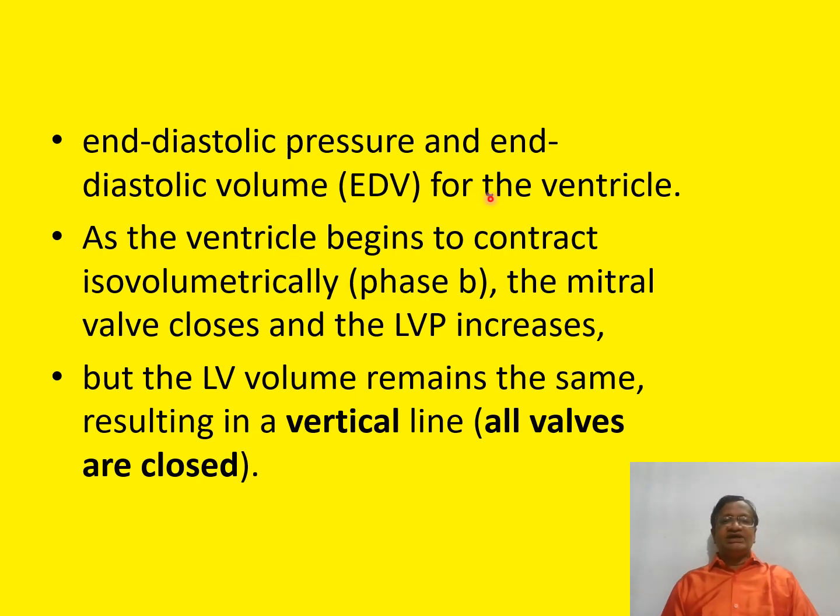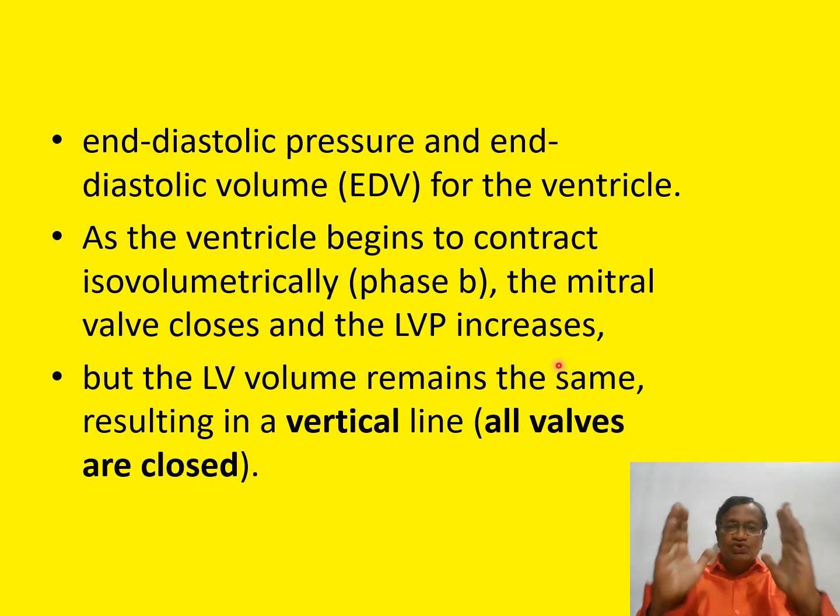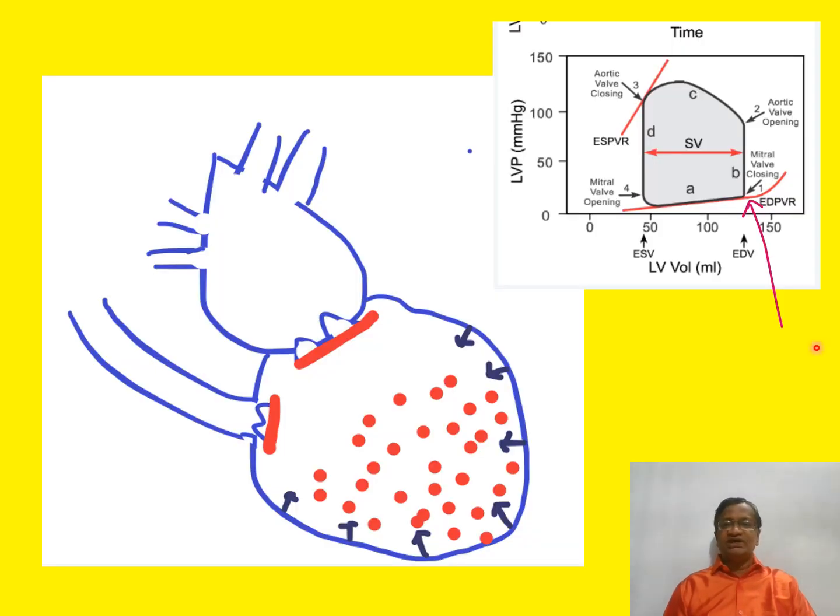The end diastolic pressure and end diastolic volume for the ventricle is there. That is what is EDV and EDP. As the ventricle begins to contract isovolumetrically, the volume does not change. The mitral valve closes and the left ventricular pressure increases. But the volume remains the same. That is what is called isovolumetric contraction, resulting in a vertical line because all valves are closed.